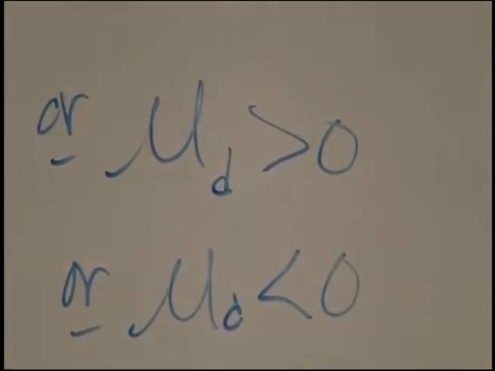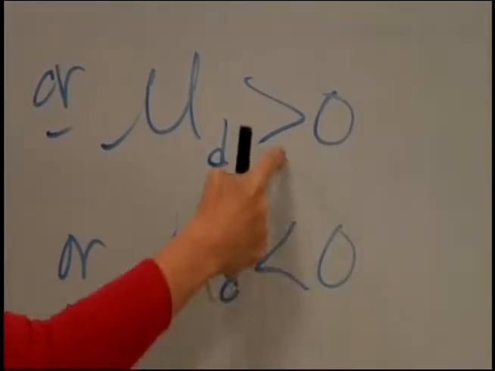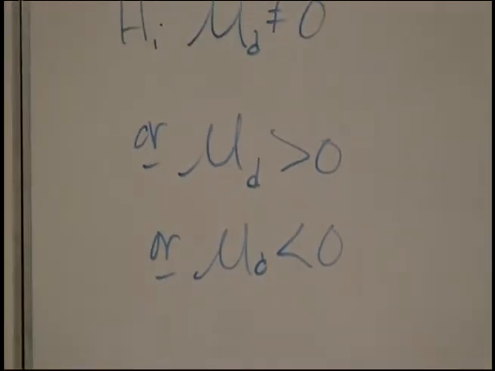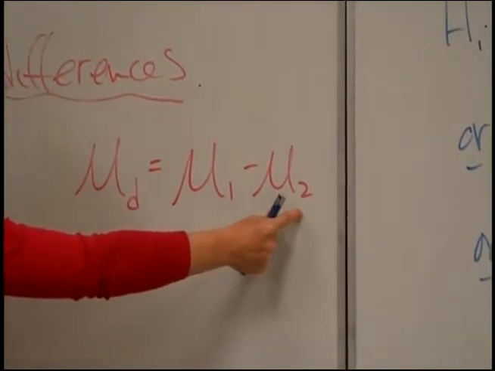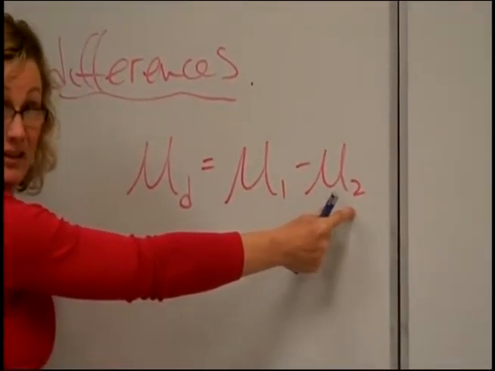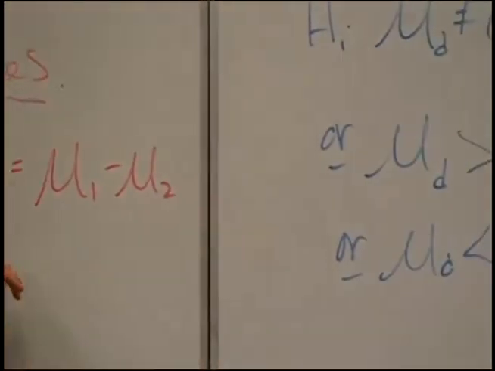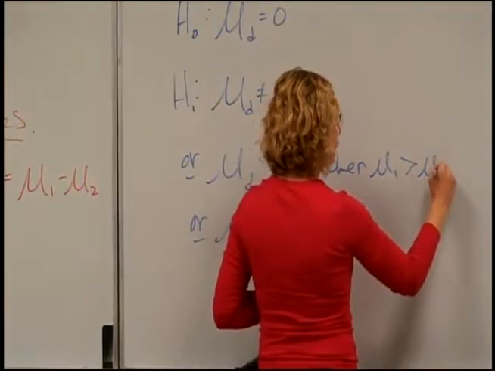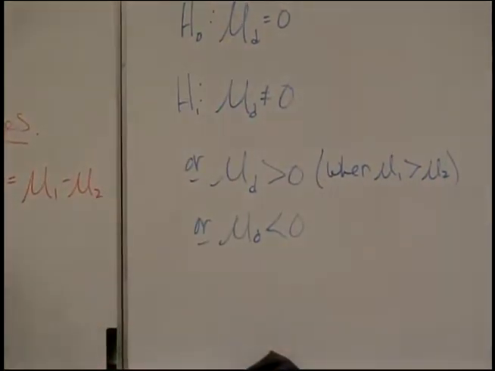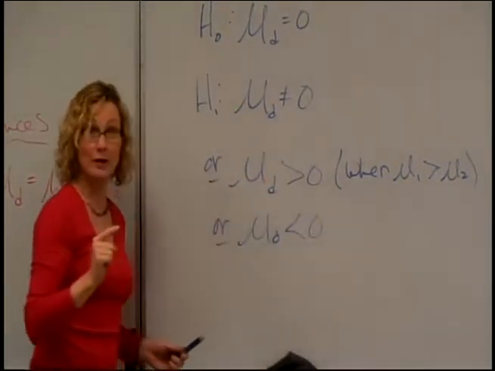Now, if you're looking at these values, how do you establish this? If you take a bigger number and subtract a smaller number, what type of number do you have? Positive, right? It would mean the difference is greater than 0. So that's when mu1 is greater than mu2. Bigger minus smaller, positive, greater than 0. You with me?